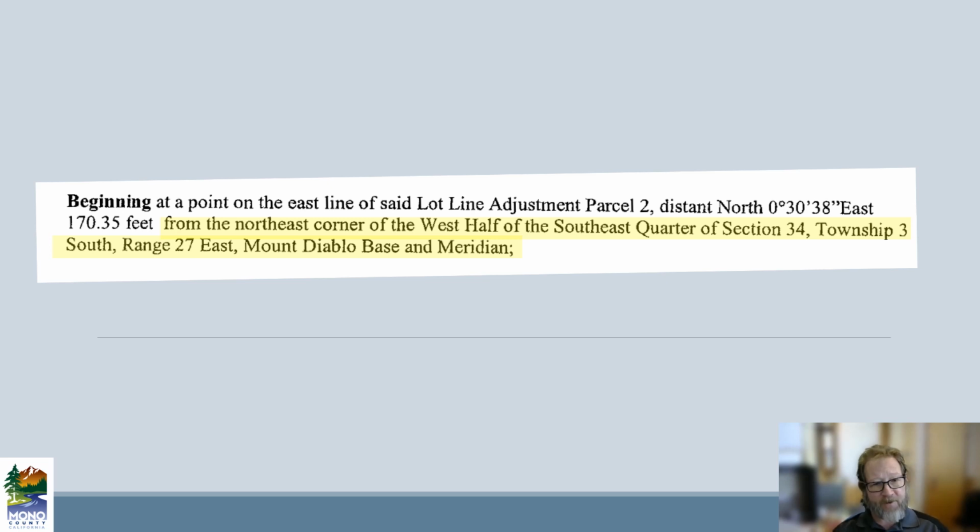First part of the legal description we're going to look at is this portion here. This is telling us where to begin our traverse from. And it's saying that we need to begin our traverse from the northeast corner of the west half of the southeast quarter, section 34, township 3 south, range 27 east, Mount Diablo base and meridian. So this is where the traverse is going to start from, so you need to know how to find this location here.